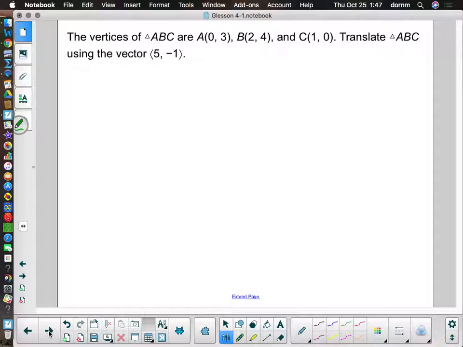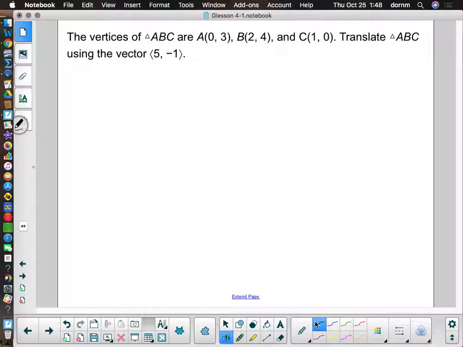In practice, this is actually very simple. That all sounded really complicated, but in practice, this is really simple. Let's say I have the vertices of ABC at (0, 3), (2, 4), and (1, 0). I need to translate that using the vector <5, -1>.